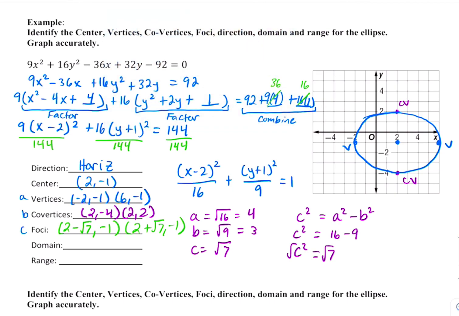Okay. And then for the domain, we are describing the X values, and range is the Y values. So remember, domain is left to right. So my left and right is between the vertices this time. So we're going from -2 to 6. And again, I can get that from this. So -2 to 6. Okay. And then range is up and down. So for this picture, it's between the covertices. So it's going from -4 to 2. And if you would rather write these as inequalities instead of the interval notation, that is completely fine.